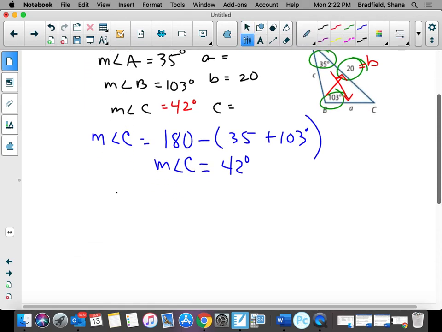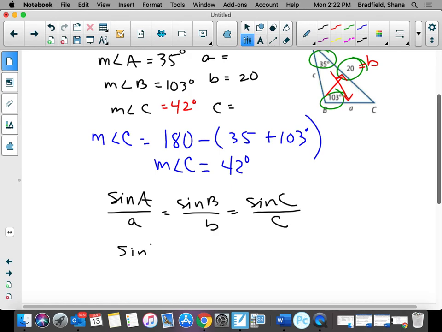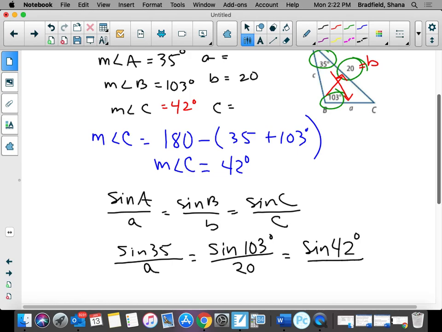Now I can apply the law of sines. We have sine of angle A over A, sine of angle B over B, sine of angle C over C. Angle A was 35 degrees, so I would do the sine of 35 degrees over side A, which we don't actually have yet, so I'll put a little A there. Sine of angle B, which is 103 degrees, over 20, because we do have that side, and then sine of C, we found that angle C was 42 degrees, and then we can still solve for side C.